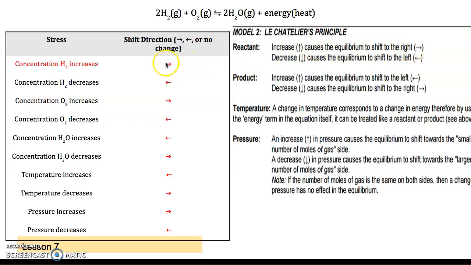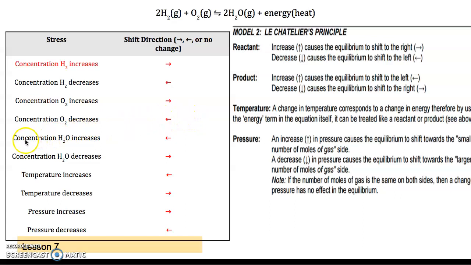So you put your answer over here, you can either say right, or you can put the arrow indicating towards the right. Concentration of hydrogen gas decreases. So again, this is a reactant, it is decreasing. So decreased concentration will shift to the left. And then this is the arrow. And here we go. Let's keep looking at the examples. Concentration of oxygen increases. Again, oxygen is a reactant, so it will be the same thing as before. It will shift to the right, and then decreasing concentration of oxygen will shift to the left.